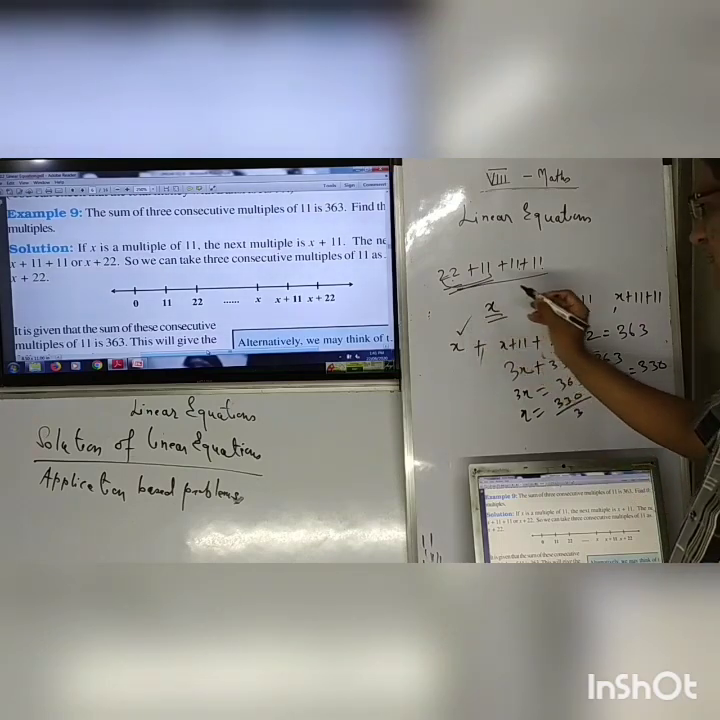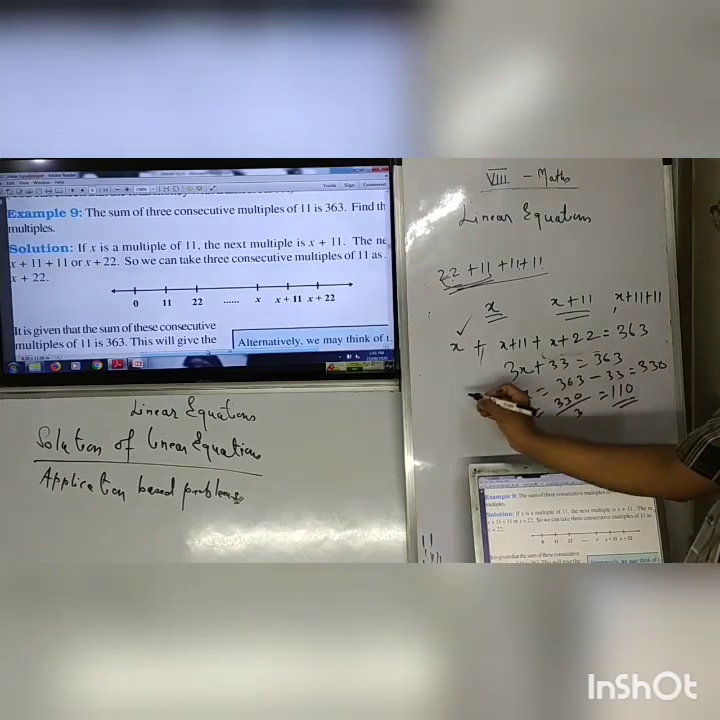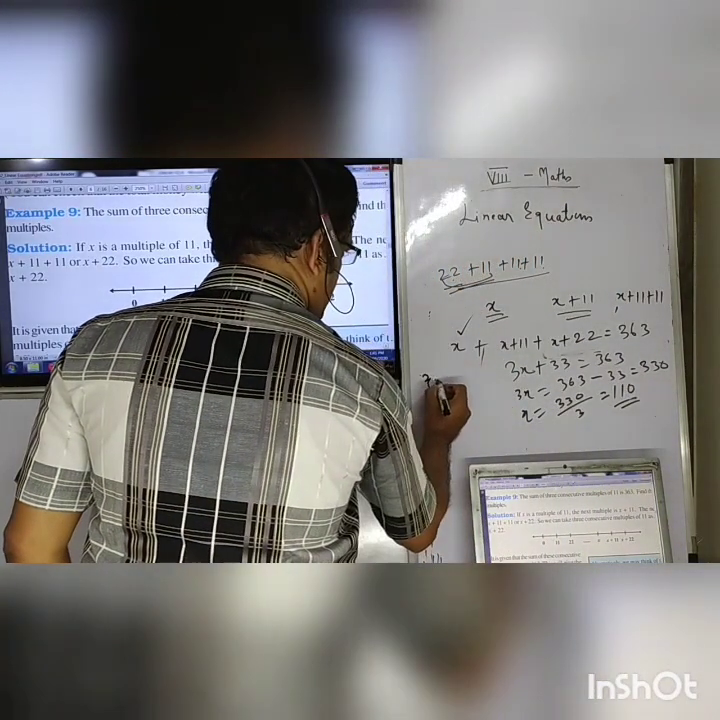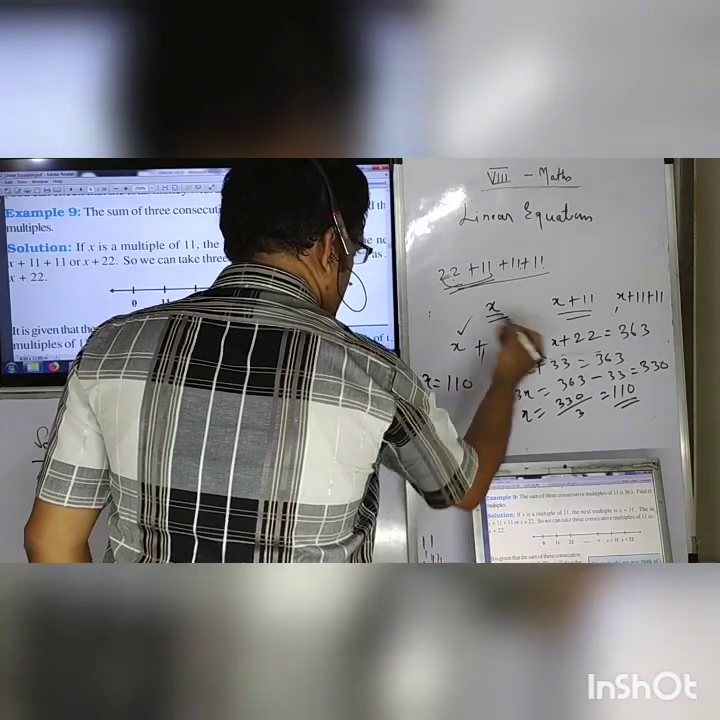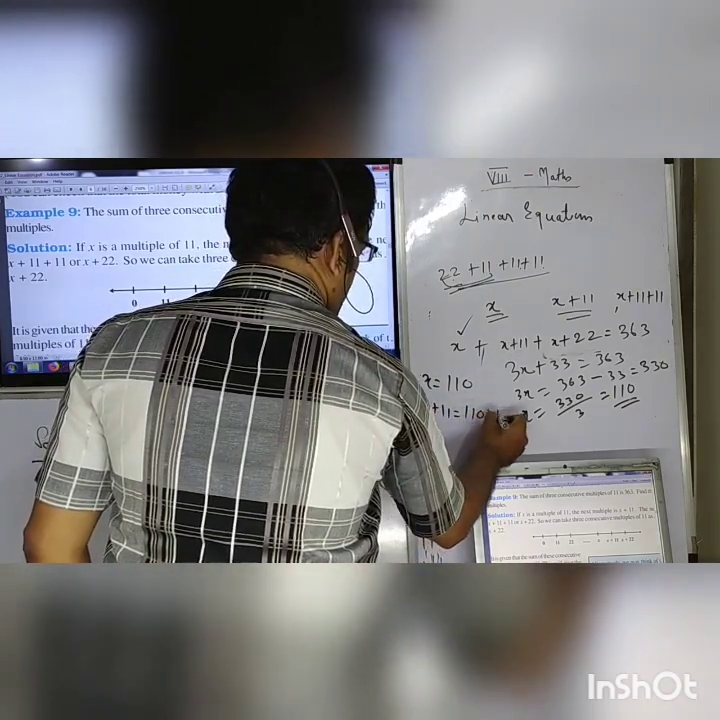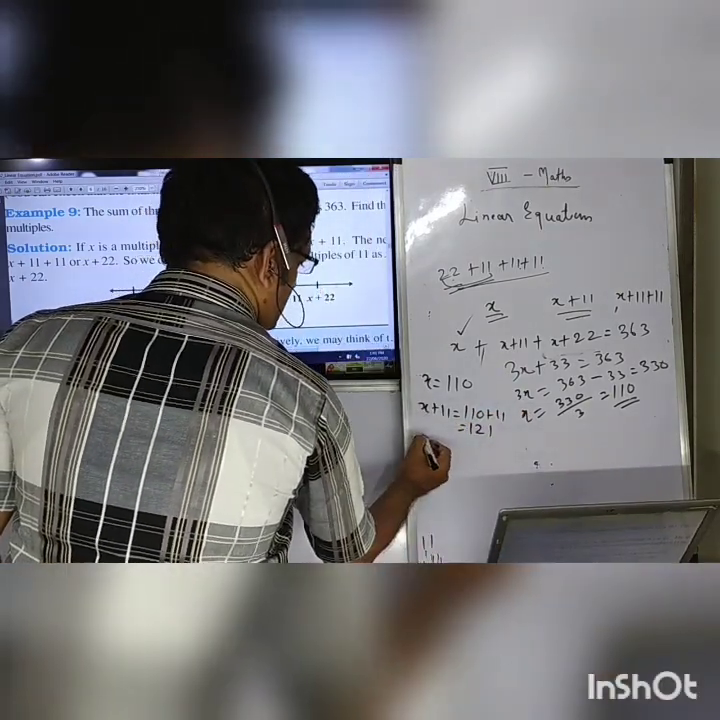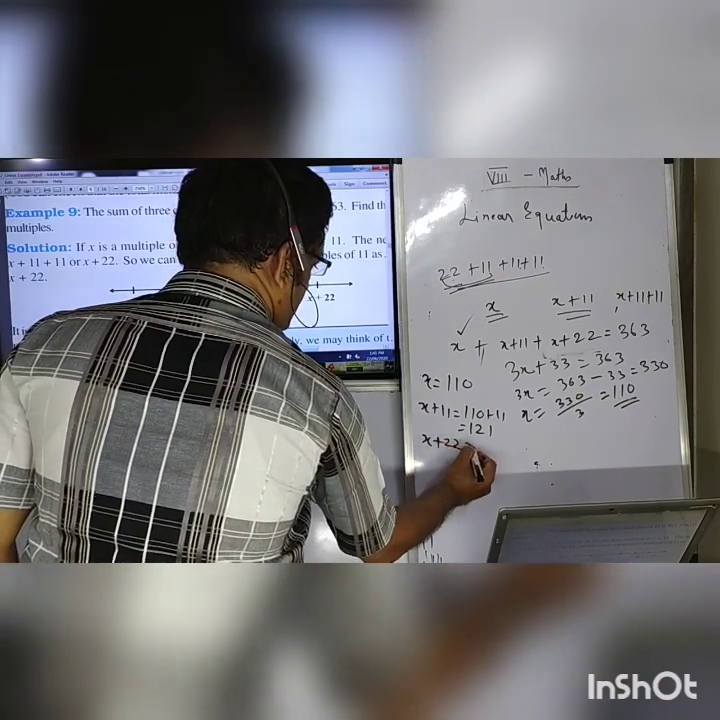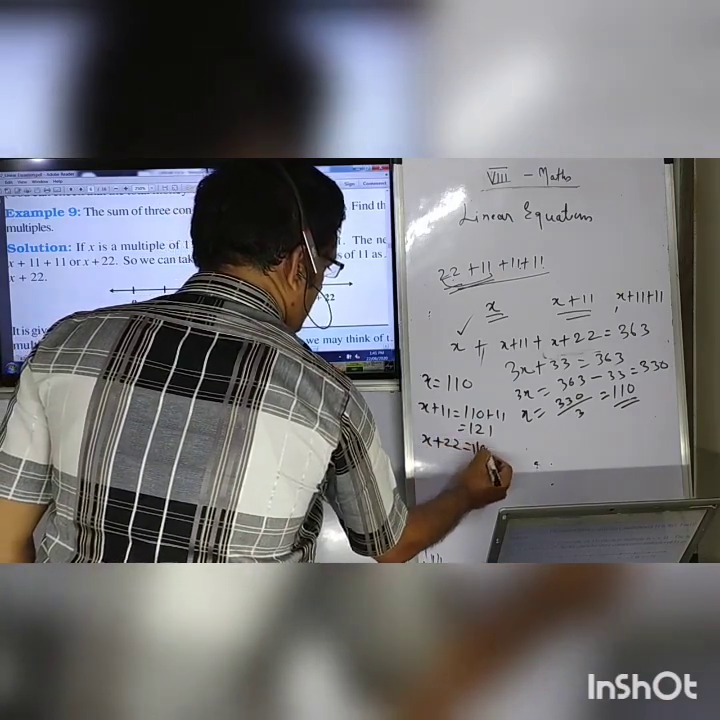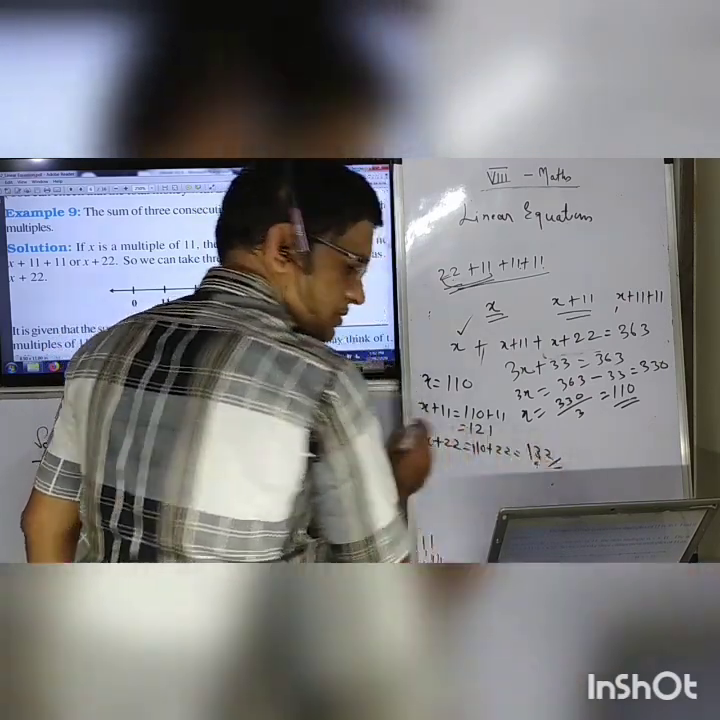So this is the first multiple in the problem, meaning the first of the three consecutive multiples. The first multiple is x equal to 110. The next multiple is x plus 11, meaning 110 plus 11, which is 121. And the next multiple is x plus 22, meaning 110 plus 22, that is equal to 132.